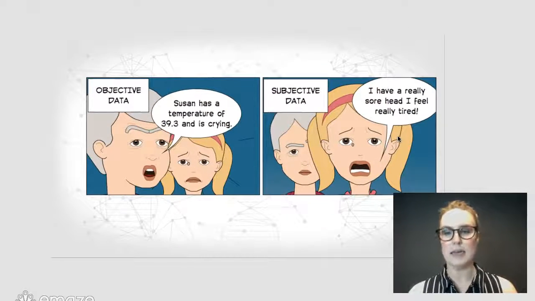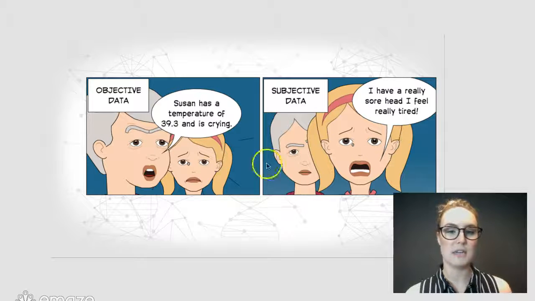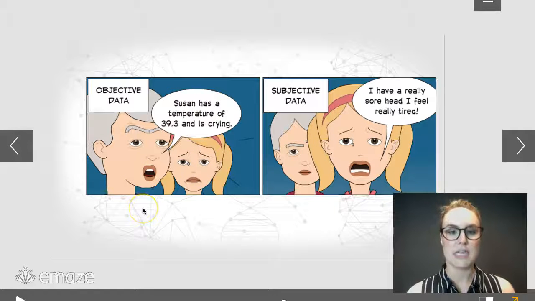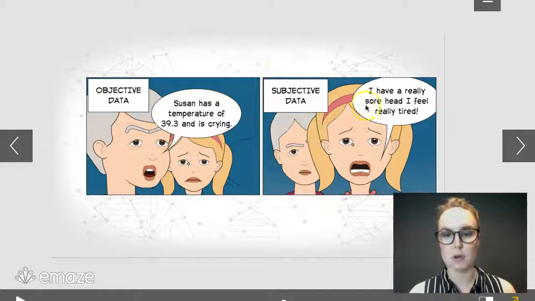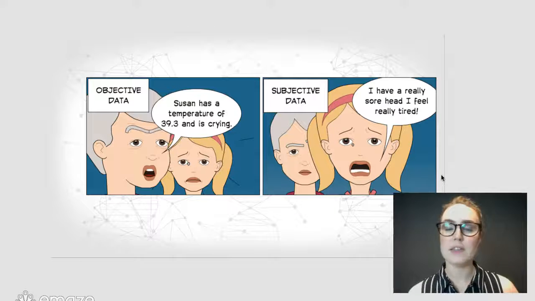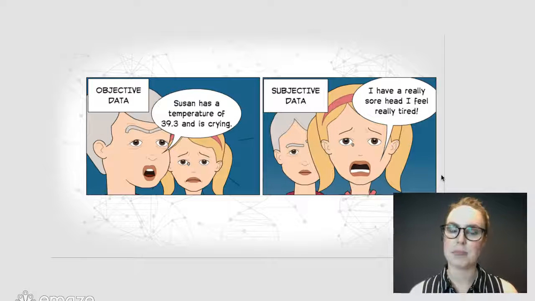So here's a picture to illustrate this. On the objective data over here, the researcher can say, yep, Susan has a temperature of 39.3 and she's crying. Okay, that is objective data. You're collecting a temperature. And you can see that she's crying, which is a behaviour. On the other hand, over here, subjective data, you've got Susan herself saying, I have a really sore head and I feel tired. Okay, there are no objective measures there. The researcher can't verify that. He can't walk up to her and interrogate her and say, are you lying to me? There's no way of knowing if Susan's lying or not in that situation with just subjective data.